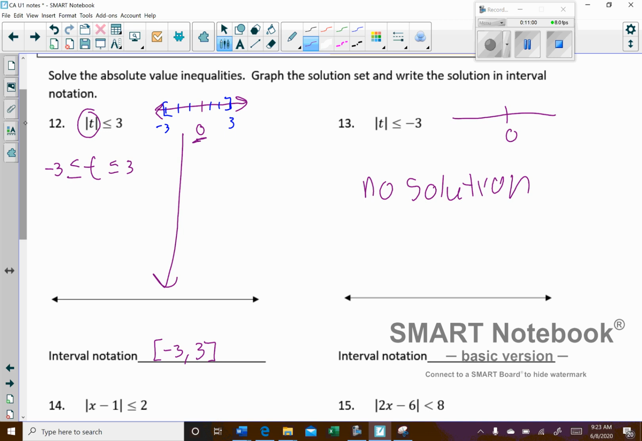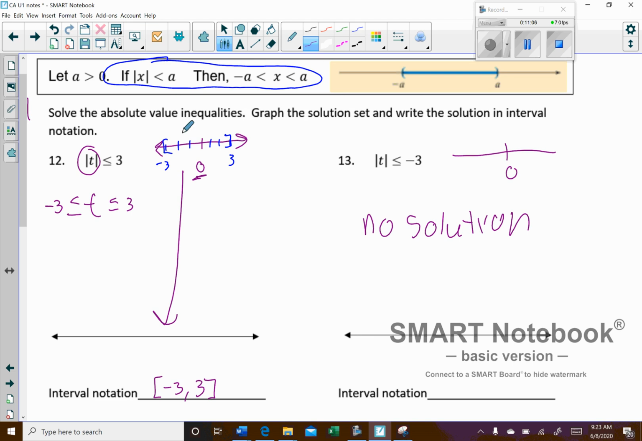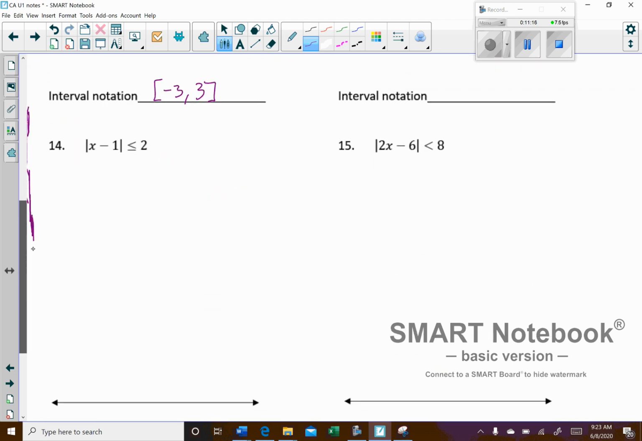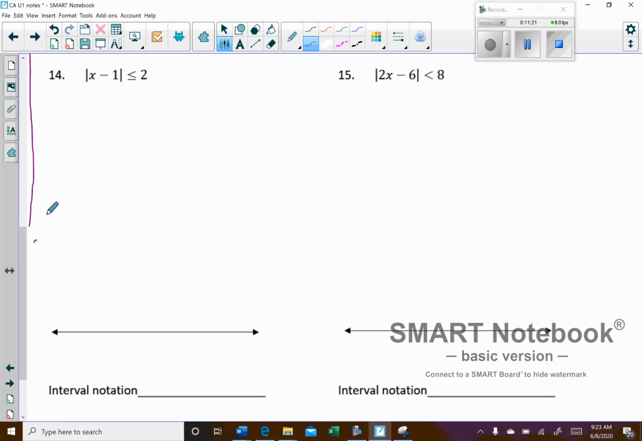Okay, so with this in mind, we're going to move on to the ones that are a little bit more challenging, to where it's a little bit harder to visualize what's taking place. You more need to rely on this rule up here. Okay, so looking at 14. We have the less than or equal to, so you should know that you're going to squeeze it. You want this expression right here, x minus 1, to be less than or equal to 2 units away from 0.